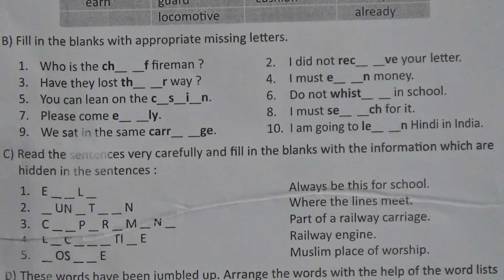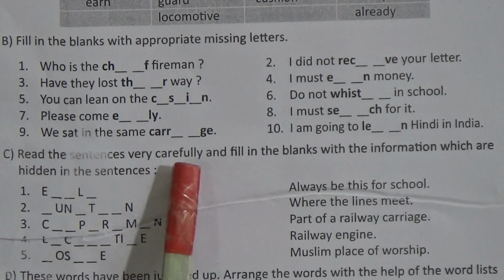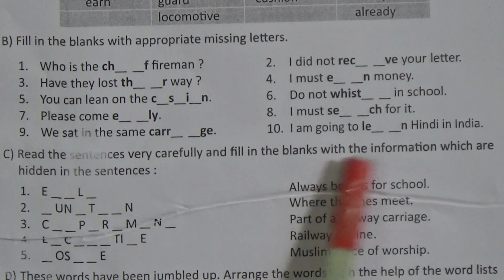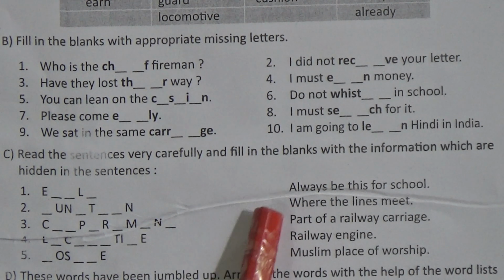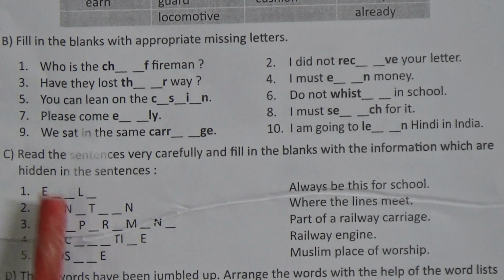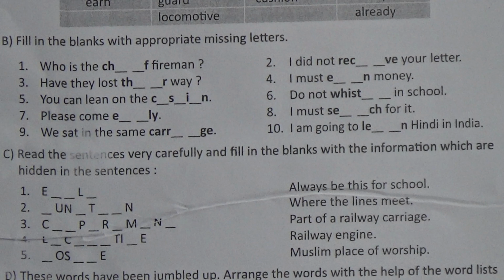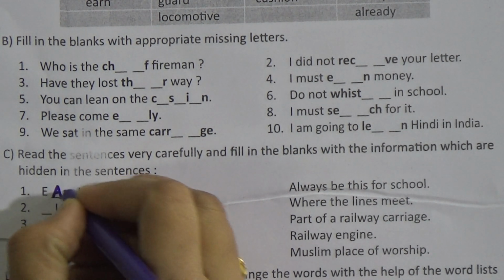Okay, now we will do number C. Here it is asked, read the sentences very carefully and fill in the blanks with the information which is hidden in the sentences. That means the information is given and we have to find out the correct missing letters. Okay, let us start. Number 1, it is said, always be this for school. So what should we do for the school? We should always come to school early because we love our school. So early.